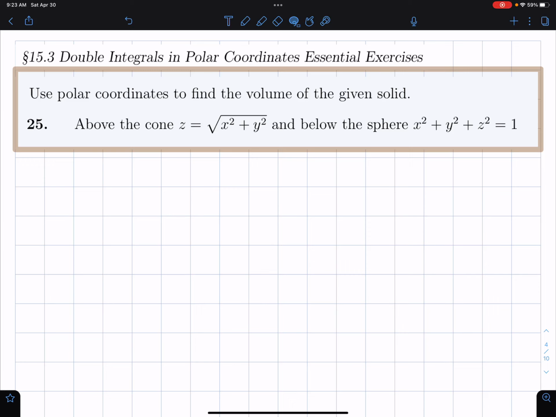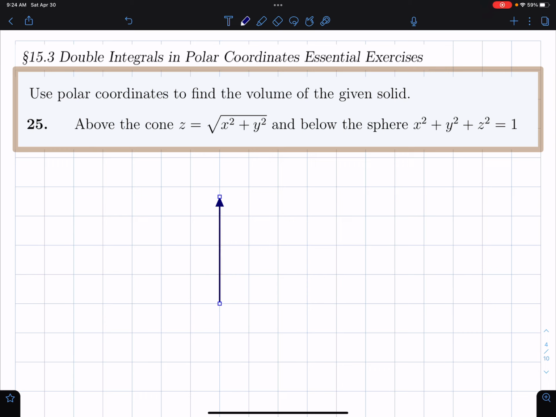Hello, everyone. Let's try to do this homework problem here where we're going to use polar coordinates to find the volume of the given solid. And this is a double integral. So we have our double integral and we're going to use polar coordinates in our double integral. The first challenge, I guess, would be to sketch the graph. So let's check that out.